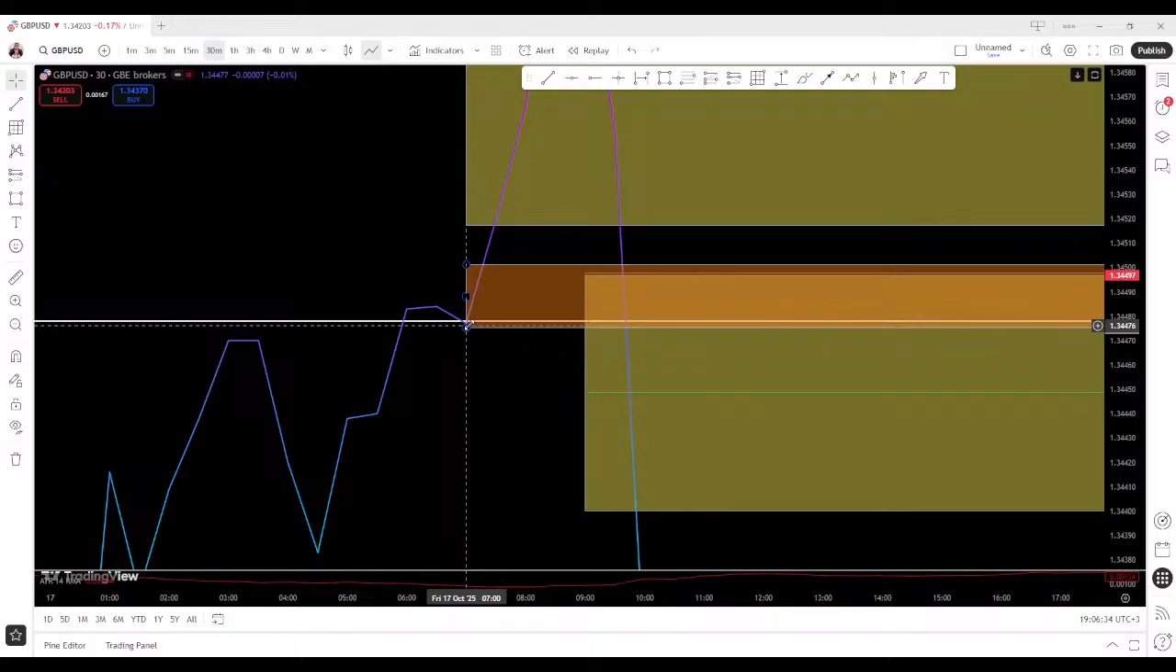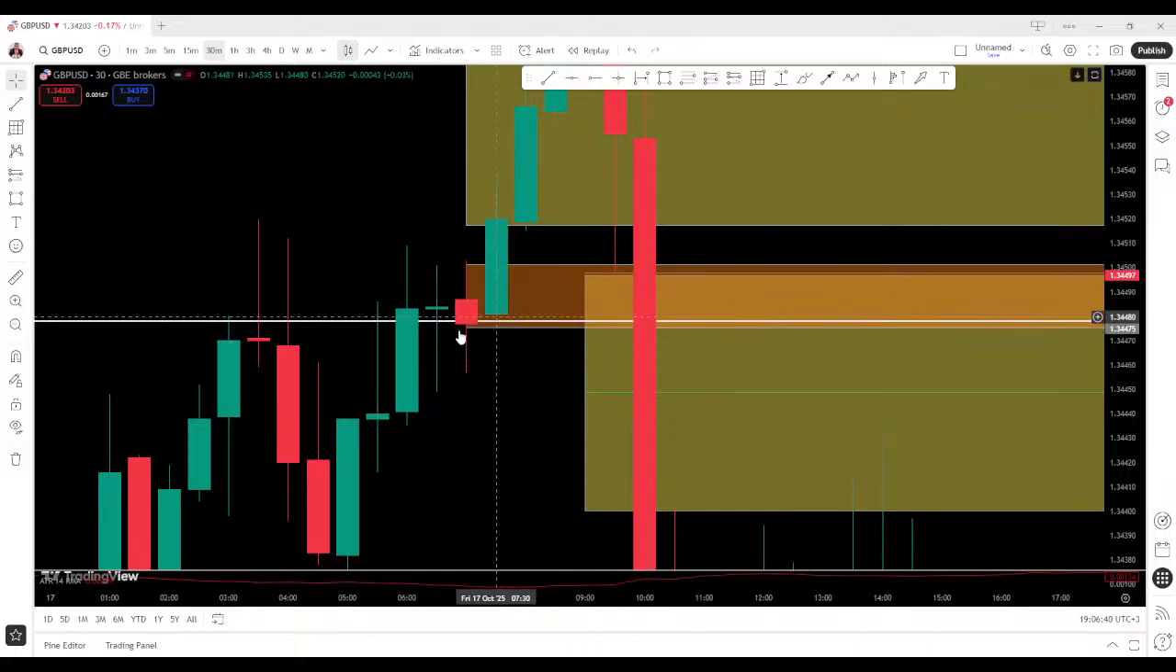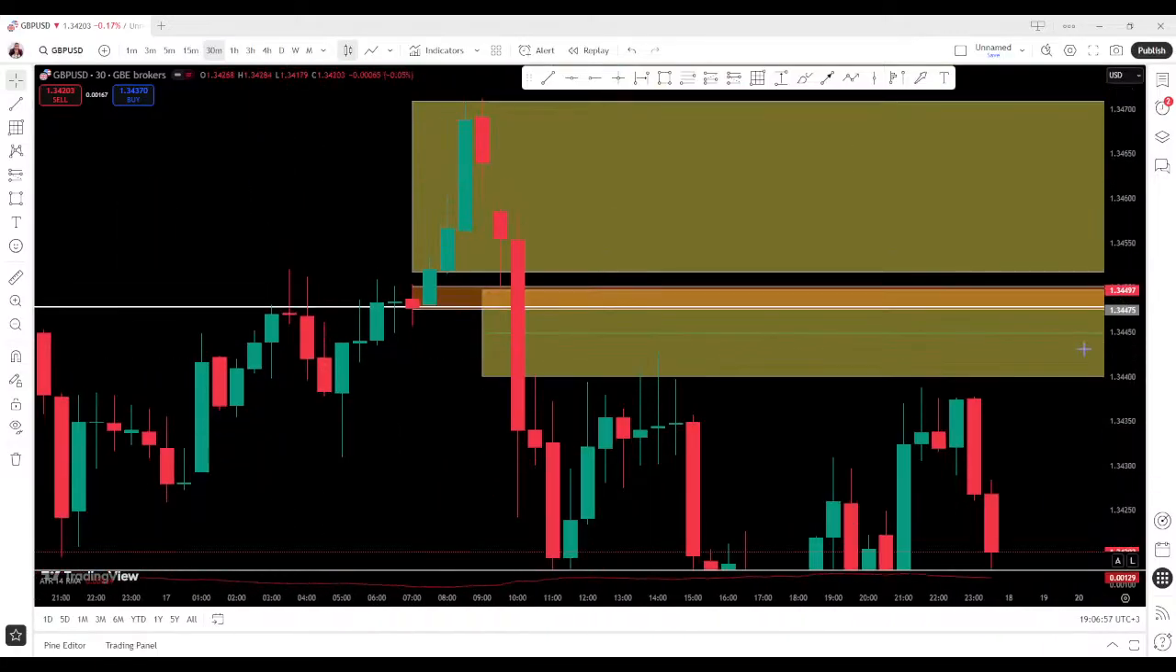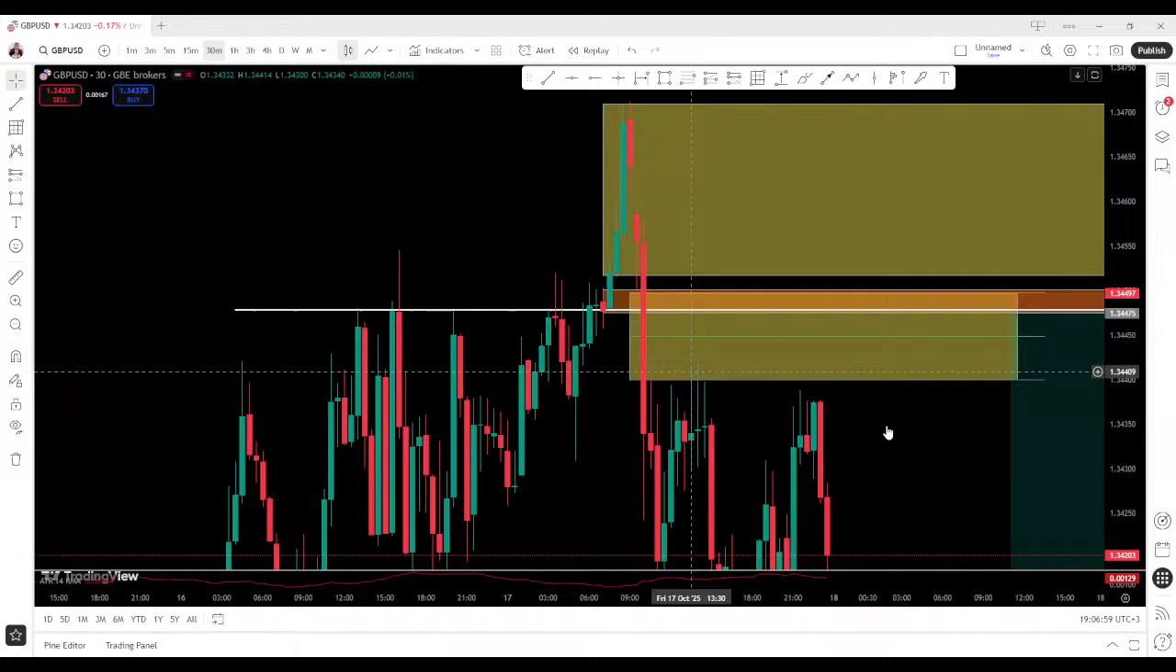You see, this is where the market broke structure, and it is also around our QML. So this is one of the most highly probable trades. Highly probable trade, I'm telling you. And this is 30 minutes.